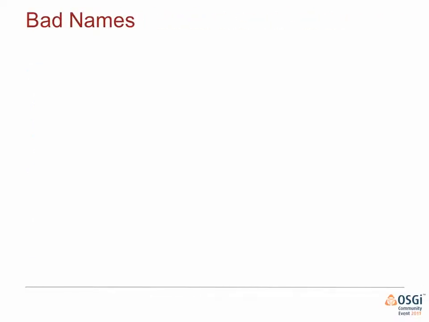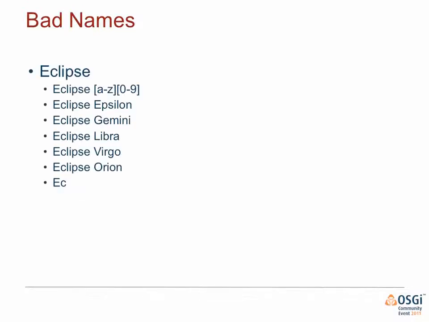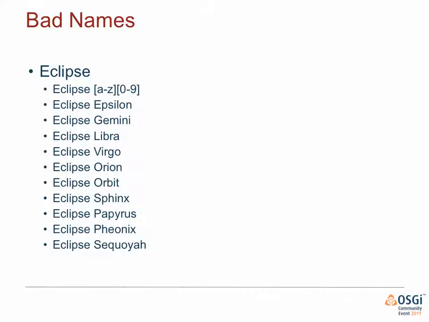And on the other hand, we have a bunch of bad names. And these bad names include things like Eclipse Equinox, Epsilon, Gemini, Libra, Virgo, Orion, Orbit, Sphinx, Papyrus, Phoenix, and Sequoia. All of those are Eclipse projects, yet none of them actually say what they are. And if you're not already familiar with those tools, then it can be a confusing set of names to know which ones you're supposed to know about and which ones you're supposed to look into.